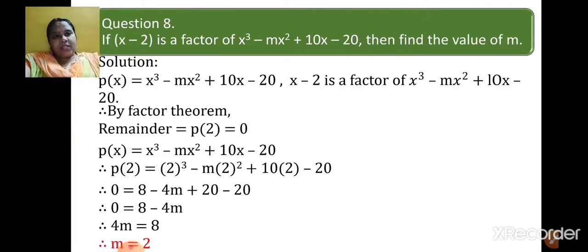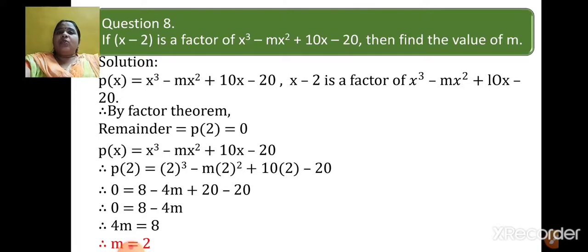I hope you are understanding it. Why this is written as 0? Because it is told here that x minus 2 is a factor. Since it is a factor, remainder has to be 0. Okay. So when you simplify this further, 20 and minus 20 gets cancelled. 8 minus 4m. So minus 4m can be shifted that side. 4m is equal to 8. M is equal to 2.